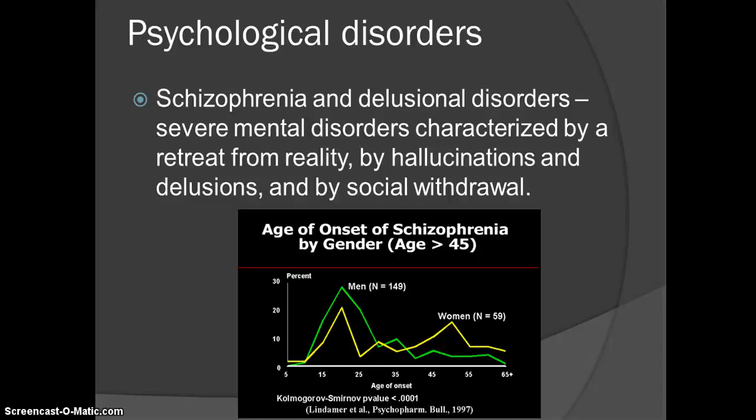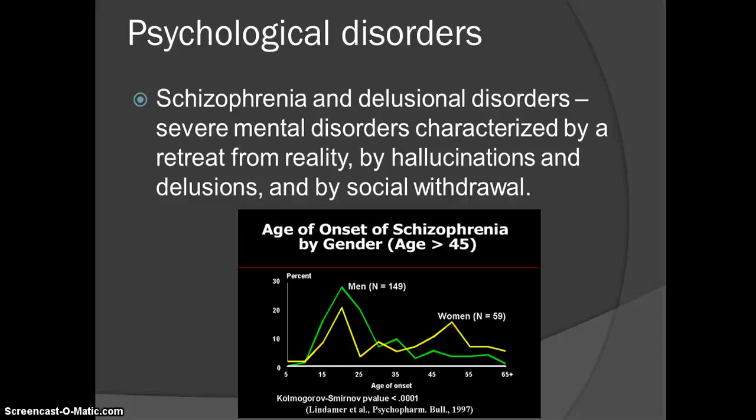Another type of psychological disorder is schizophrenia and delusional disorders, which means severe mental disorders characterized by a retreat from reality, by hallucinations and delusions, and by social withdrawal. And it is the most serious type of disorder out of all mental problems, and it is the most difficult to treat. Unlike the popular belief, though it means a split mind, the definition of schizophrenia has nothing to do with split in personality or multiple personalities, but rather split from reality. Drug therapies offer some hope, but many psychotic people end up in either prison or committed to a mental hospital.